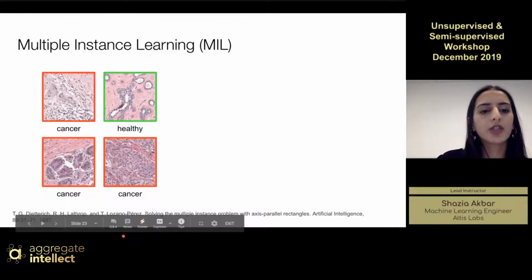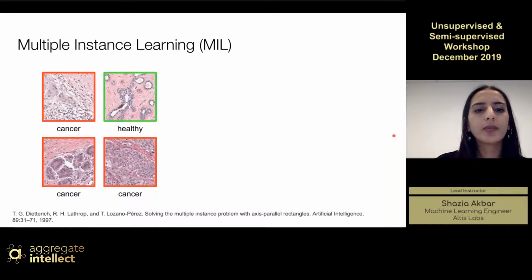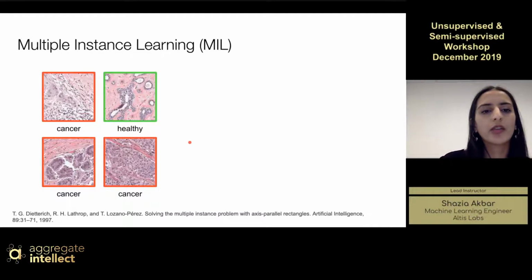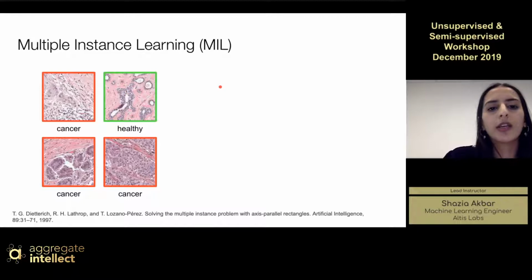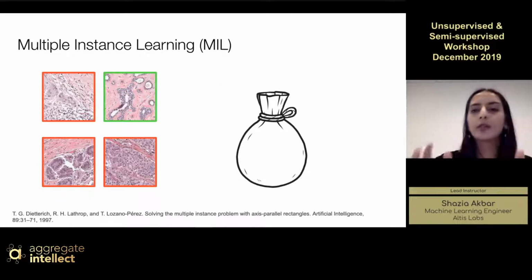I'm going to use a definition that was proposed in 1997, and the paper is given at the bottom here. The idea of multiple instance learning, according to this paper, was that instead of labeling each individual instance, so here I've labeled cancer patches and healthy patches, we can group them all together and place them into a bag, and label that bag instead. So here I've labeled that bag as cancer.